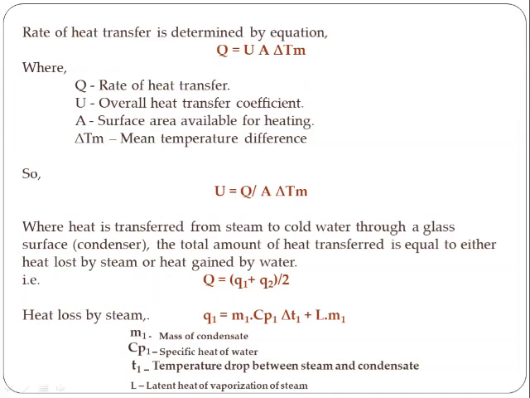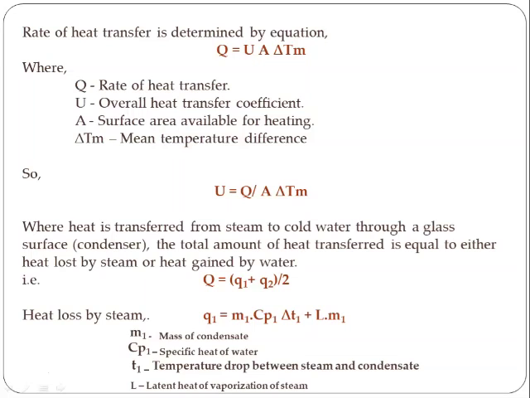Then the rate of heat transfer is determined by the equation Q = U × A × ΔTm. Here Q is the rate of heat transfer, U is the overall heat transfer coefficient, A is the surface area available for heating, ΔTm is the mean temperature difference. So from this equation we can find the value of U, the overall heat transfer coefficient, and by rearranging the above equation it becomes U = Q / (A × ΔTm), where heat is transferred from steam to cold water through a glass surface, that is the condenser.